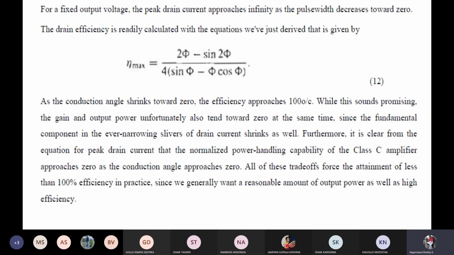You can observe the efficiency of this class C amplifier is equal to 2 phi minus sin 2 phi divided by 4 times sin phi minus phi cos phi, equation 12. This is the efficiency of the class C amplifier. As the conduction angle swings towards 0, that is reduces towards 0, the efficiency reaches 100%. This is the case in the class C amplifier.